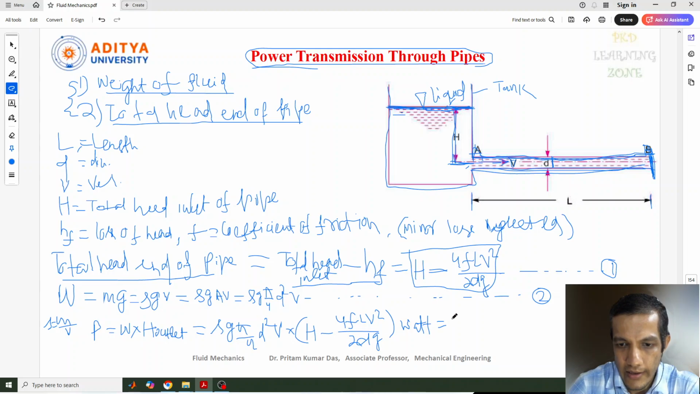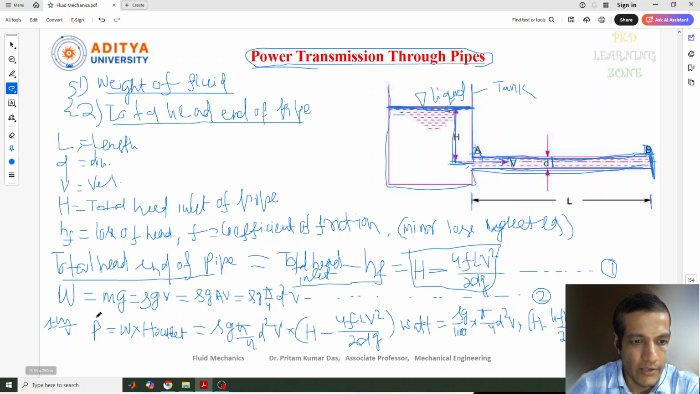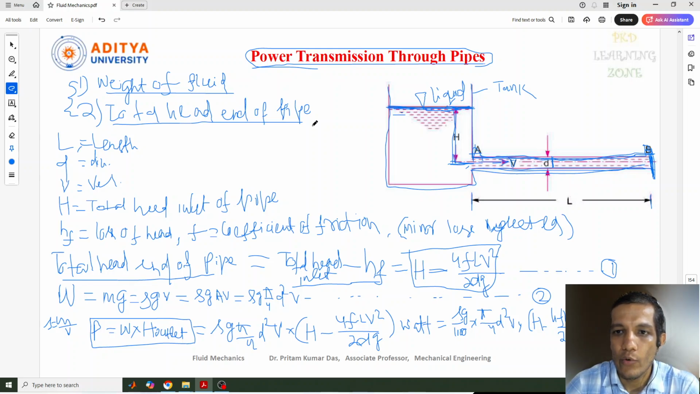So that also you can write as rho g by 1000 into the area value. This is pi by 4 d square and V, and here you multiply H minus 4fLV square by 2dg. Same formula, I am just writing it in kilowatts. This is our equation 3. This is about the power transmitted, the power transmitted at the outlet of the pipe. So this is what we required.